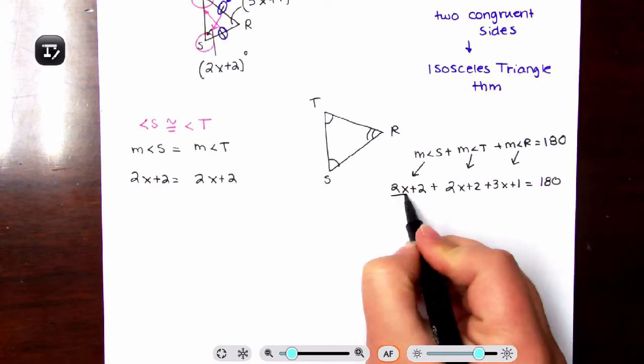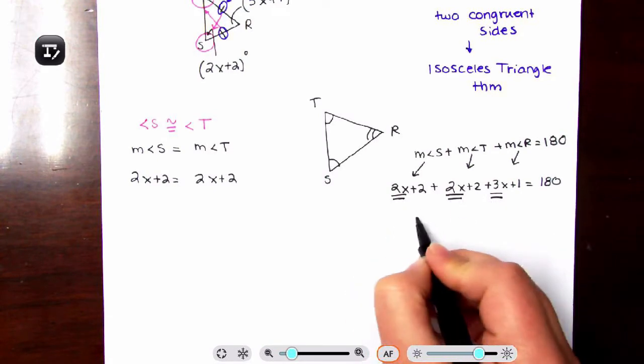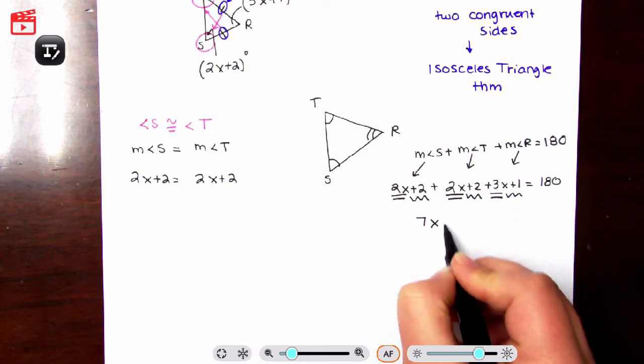So that means I have 2x plus 2x plus 3x, so 2, 4, 7 x's. I have 2 plus 2, that's 4, plus 1, that's 5.